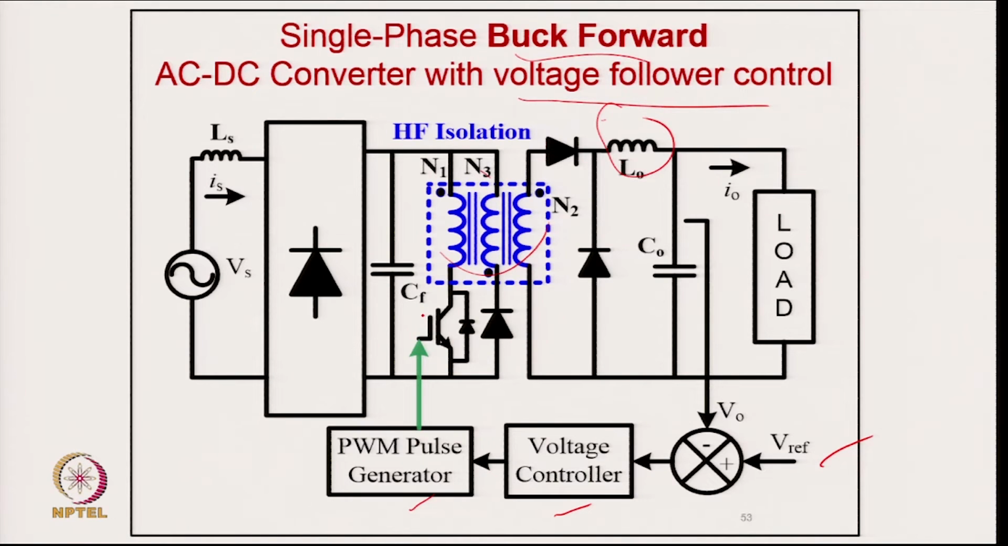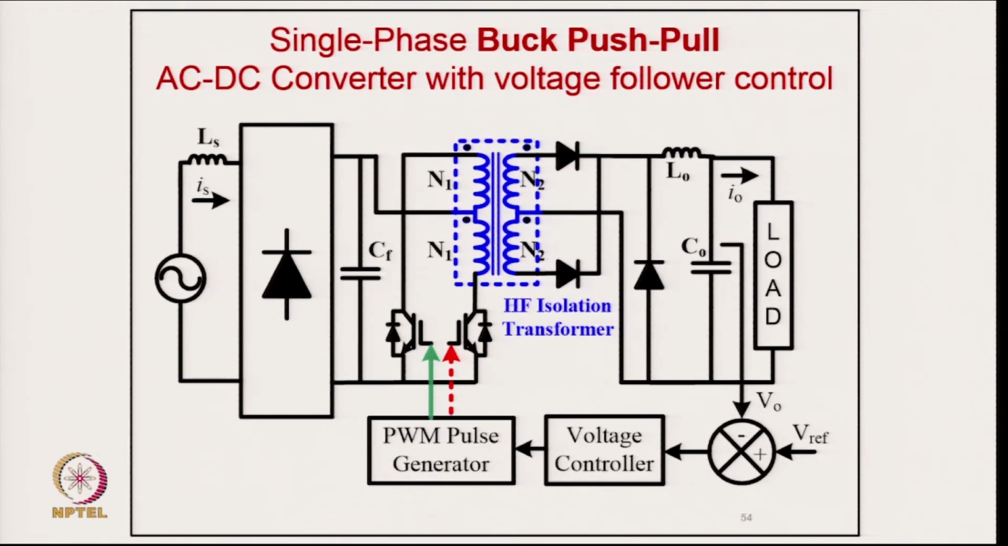In this case we are not sensing input voltage or input current. Only by design, making the current in the output inductor discontinuous, we are able to get inherent power factor correction. We call this the voltage follower approach. So, using only a single loop, which we require anyway for regulated output voltage, we get power factor correction by design itself. So that is the buck forward.